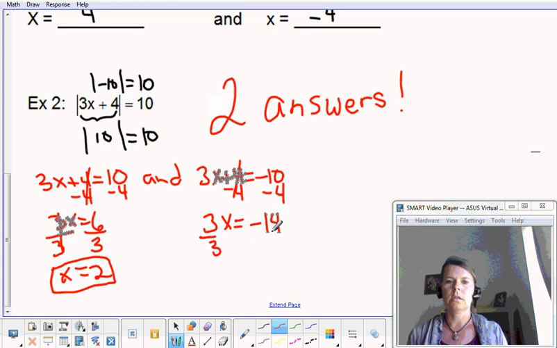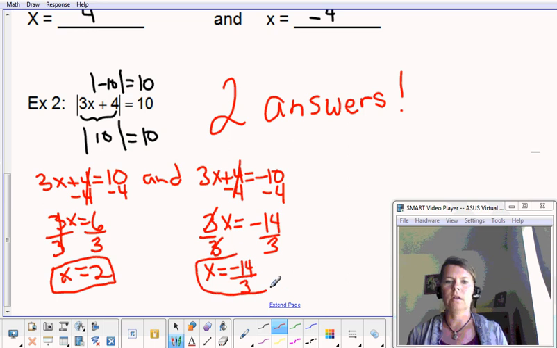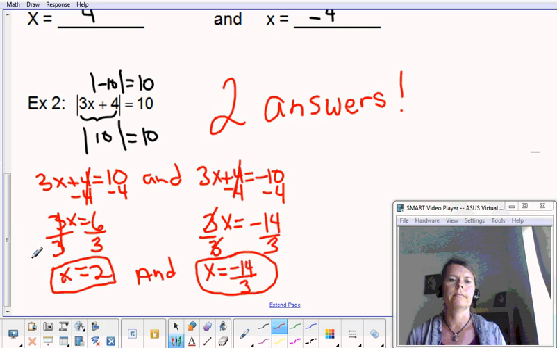Well, you're going to see a lot this year that things don't work out all pretty all the time. And so you just leave it negative 14 over 3. Now, some people change it to a mixed number, but you don't really have to do that. A lot in algebra we leave it as improper because when we talk about slope it is rise over run. You need a rise and a run, so it's very common just to leave it as an improper fraction. So notice we have two answers, and you're done.